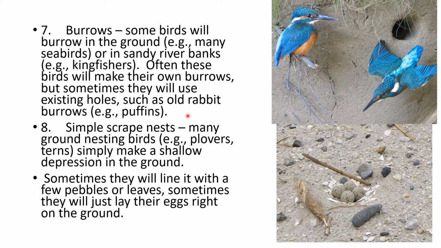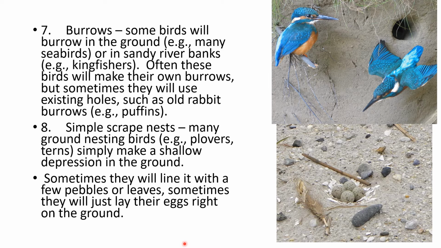Example, puffins. So the seabirds dig a burrow in the ground. The kingfishers may burrow or dig a hole in the sandy riverbanks, or some puffin-like birds can use the holes that are already dug by some other animals such as rabbits and other rats.